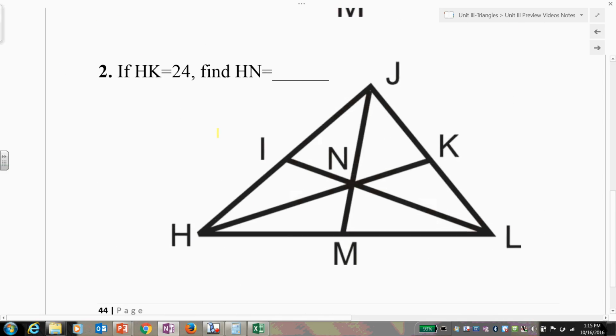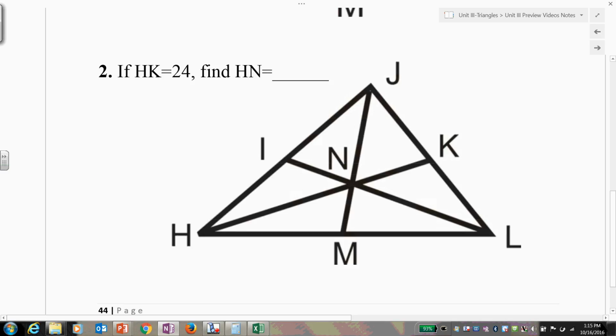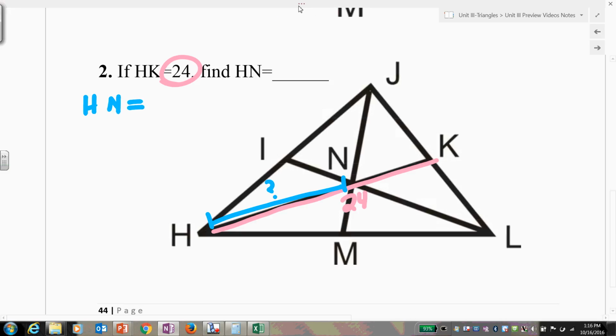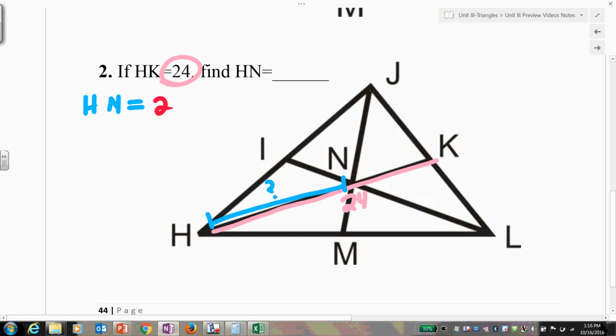Let's try another one. We are told here that H all the way to K, the whole thing, is 24. And we are being asked to find HN. Let's make our thing equations first. HN equals 2 of the NK's.